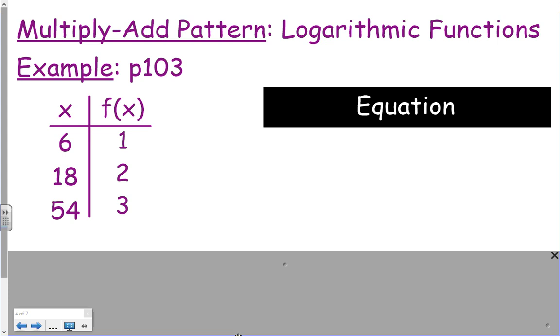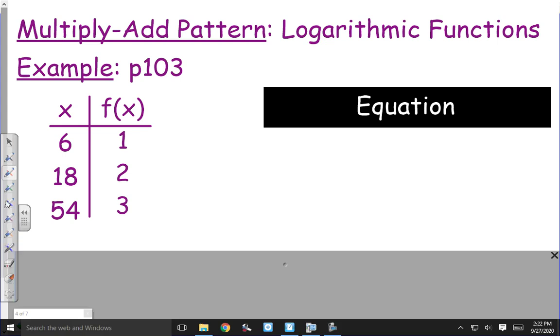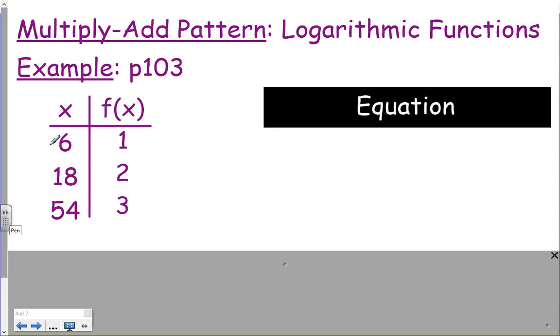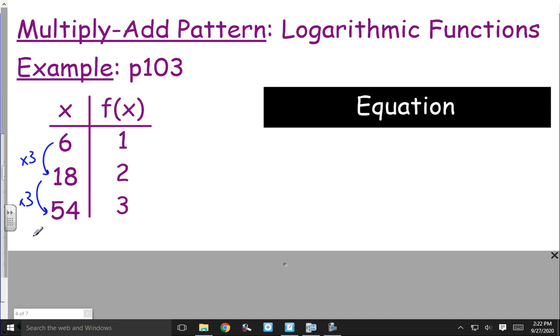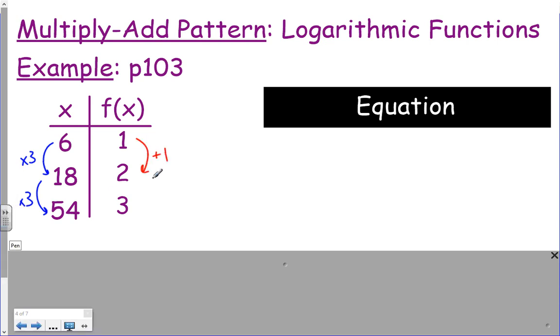And it turns out that this is the set of data that falls on some exponential function out there, some logarithmic function out there. And if you look at this set of data, you'll notice a pattern. That is, if I multiply my x's by 3, 3 times 6 is going to give me 18, and 18 times 3 is going to give me 54. In turn, I'm adding some constant over here to the y's. It's clearly adding 1 each time. There is our multiply-add pattern.